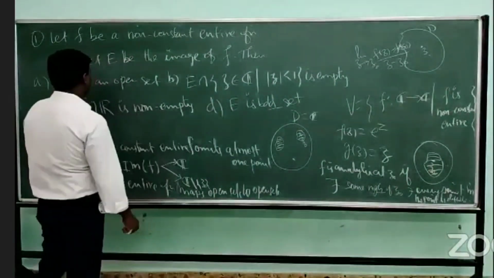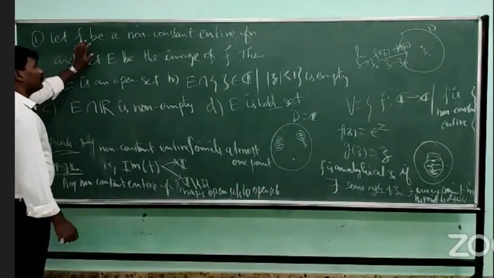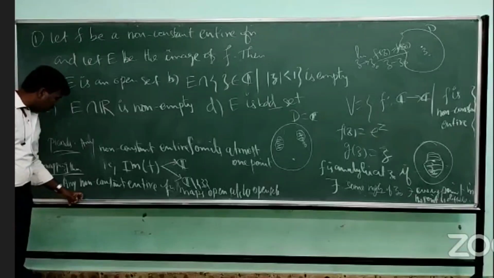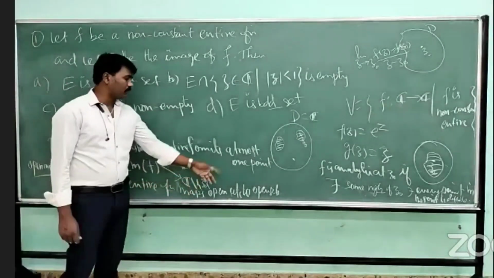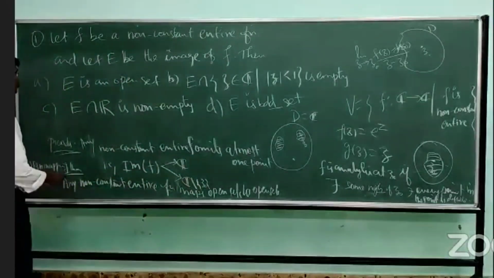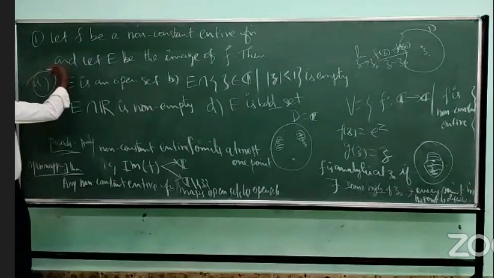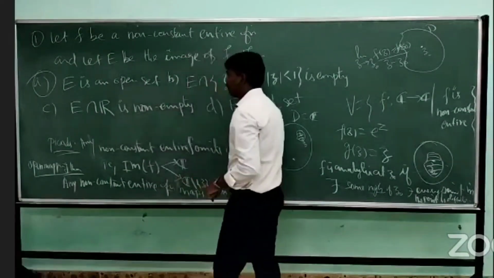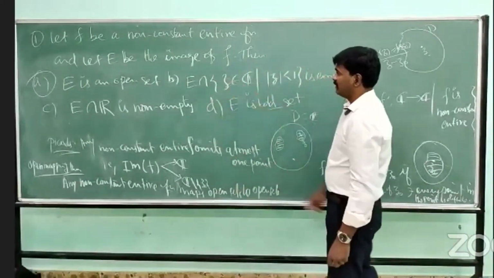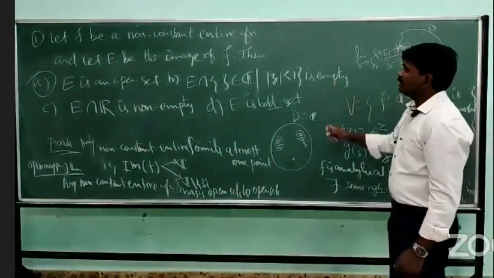Now E is an open set and f is a non-constant entire function. The open mapping theorem says that any non-constant entire function maps an open set to an open set. According to the open mapping theorem, this is always true. It's the correct answer for A. What about this?